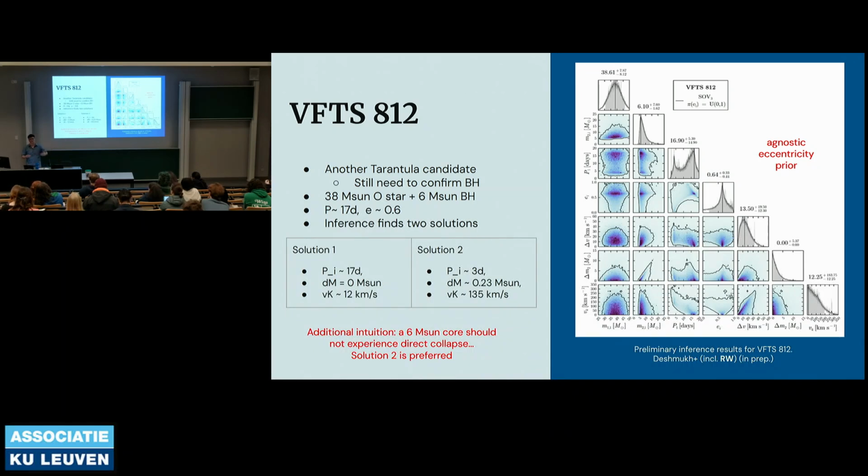Not impossible, you still have stochasticity and other arguments like that. But based on this argument, we think that because we know this progenitor mass fairly well, solution 2 is preferred. So because the progenitor mass and the black hole mass seem to be fairly low, we think that this is probably a partial fallback system. Not confirmed, again, still need to confirm the black hole, but these are some preliminary results that we're very excited about.